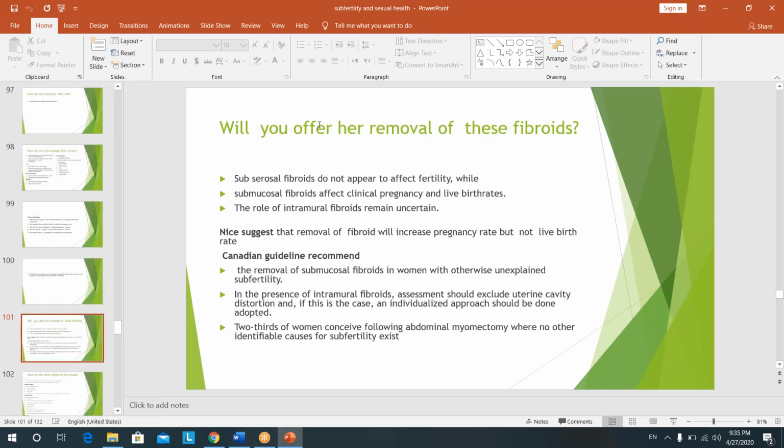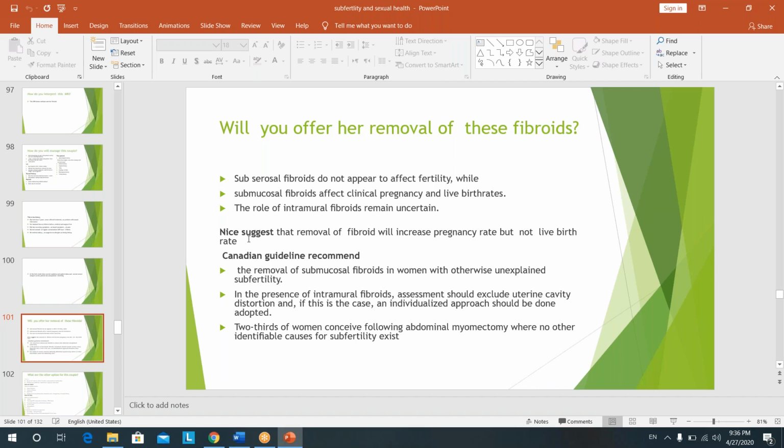Okay, so coming to the next question, the examiner asks you whether you will offer her removal of this fibroid or not. According to the guideline and the TOG, the subserous fibroid doesn't affect fertility. A subserous fibroid will be outside the cavity and will not affect fertility, while a submucosal fibroid can affect the clinical pregnancy and the live birth rate. And the role of the intramural fibroid remains uncertain.